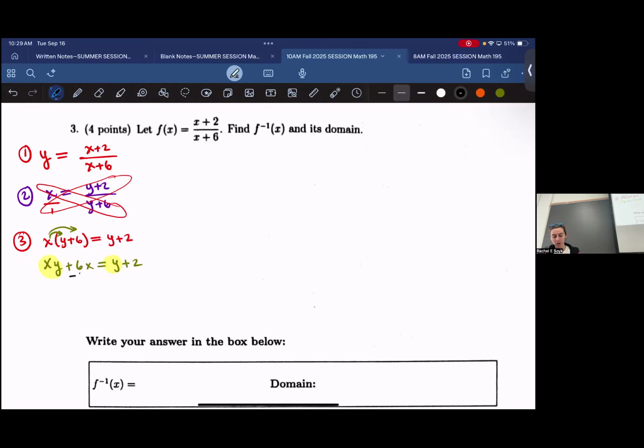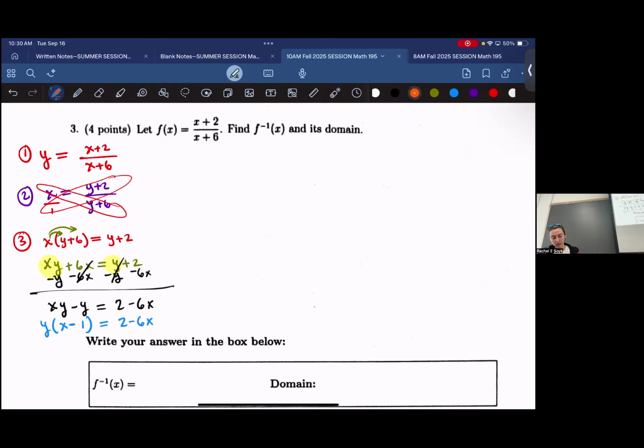So I'm going to subtract 6x from both sides and then also subtract y from both sides. So now we're looking at xy minus y is equal to 2 minus 6x. That left-hand side, we can factor out a y. And when we do, in parentheses, we're left with x minus 1. And then last but not least, we can divide both sides by x minus 1.